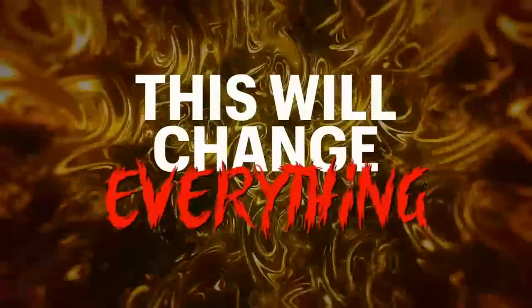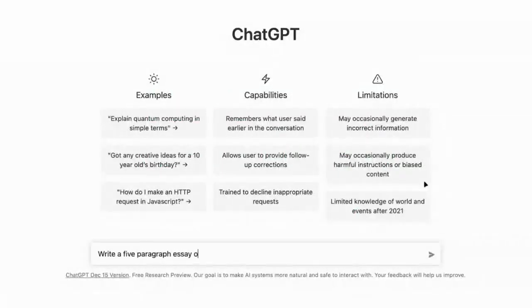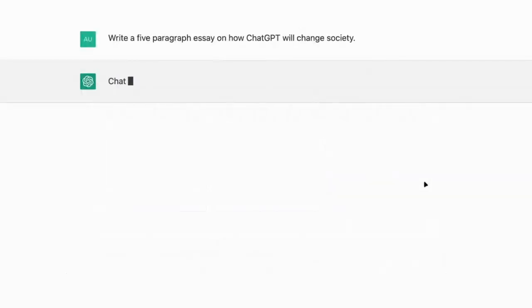Human beings love to write the words, "This will change everything," only to shrug a year later when this changed very little. ChatGPT might be a game changer, it might not be. Either way, the bot is undeniably impressive.